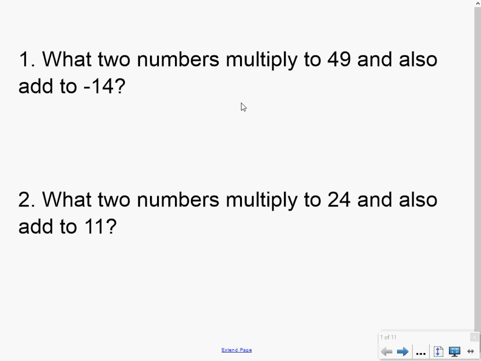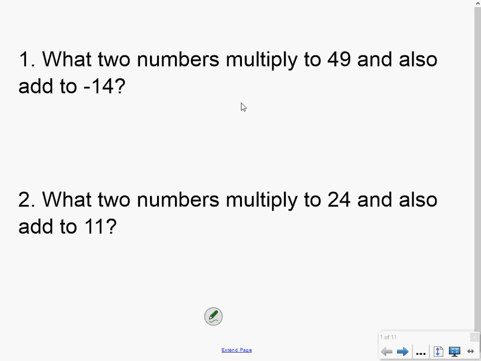Hi everybody, this is going to be another Chapter 7 video about factoring. Before we get started though, I've got two problems here that I want to talk about that are really going to help us with the type of factoring that we're doing today. So, two problems here. What two numbers multiply to 49 and also add to negative 14?